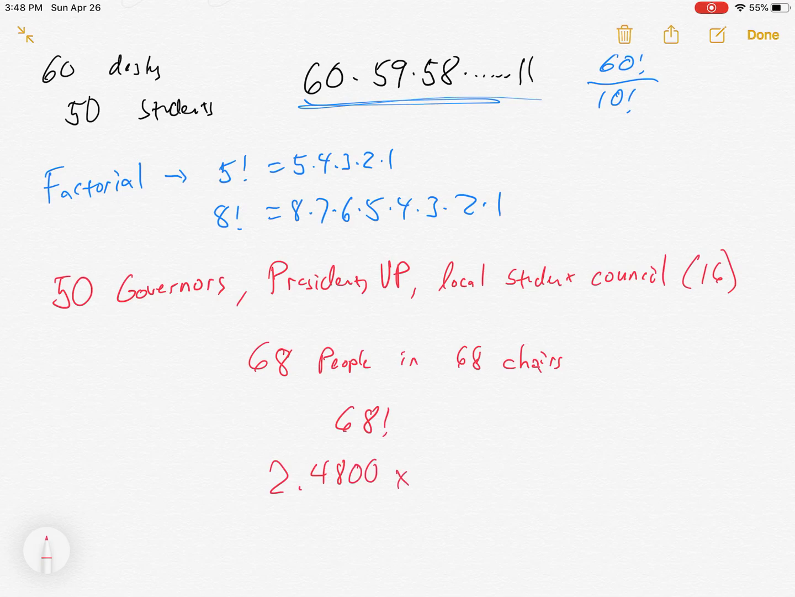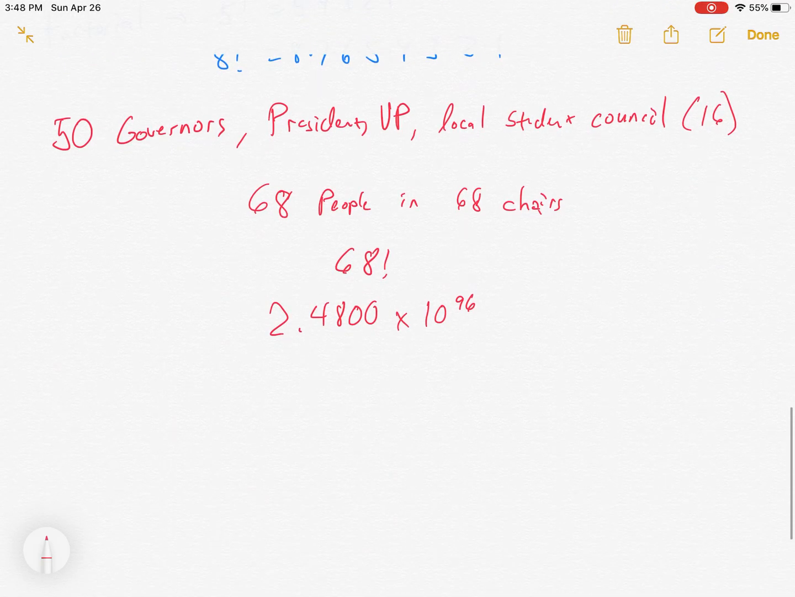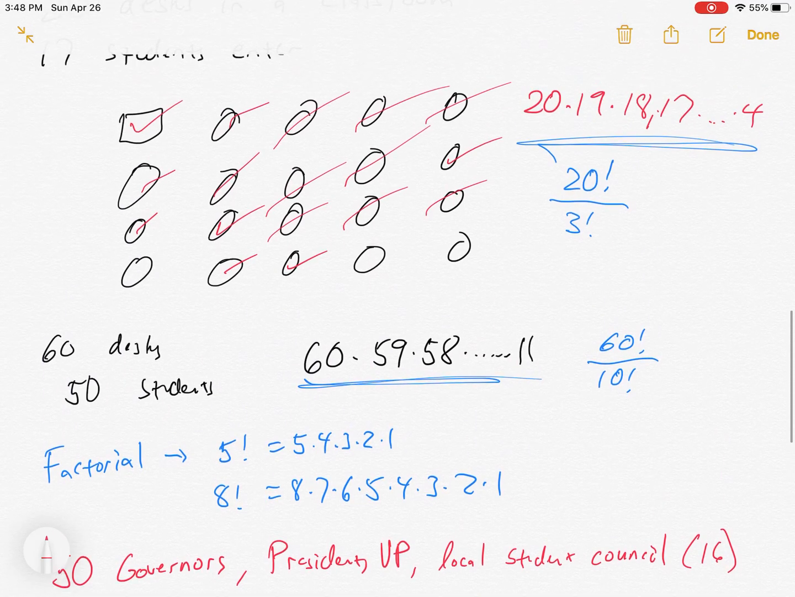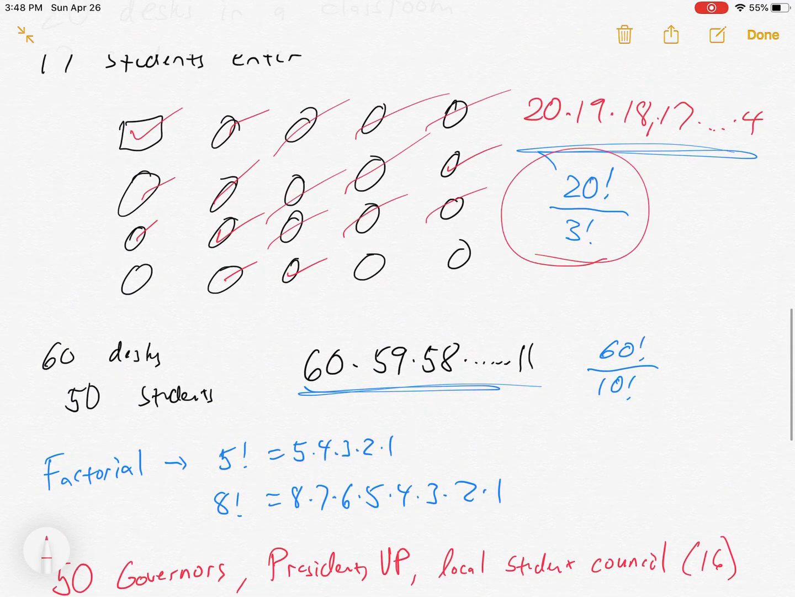Well, 68 factorial, which I picked because I think this is one of the biggest your calculator can do. It is a massive number. It is 2.4800, it goes on and on, but times 10 to the 96th power. That is a 97-digit number. Unfathomable. 68 people and 68 chairs.